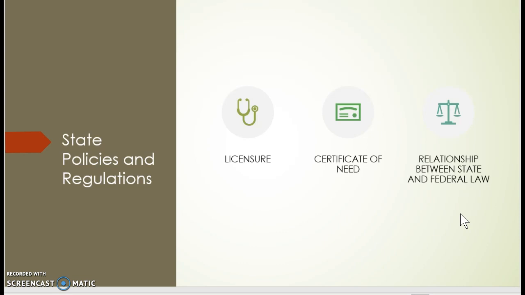State policies and regulations include things like licensure of physicians and nurses and CNAs. It includes certificates, and it includes relationships between state and federal laws. You may note that now in the center of all the political and medical news is that some states in our country are trying to override the federal Roe versus Wade law about abortions.